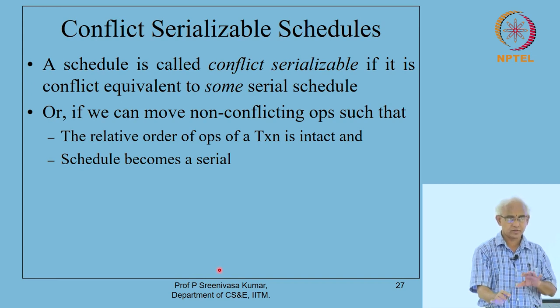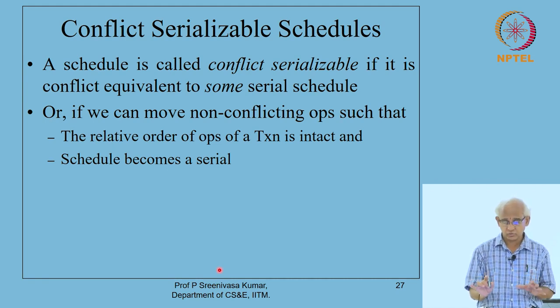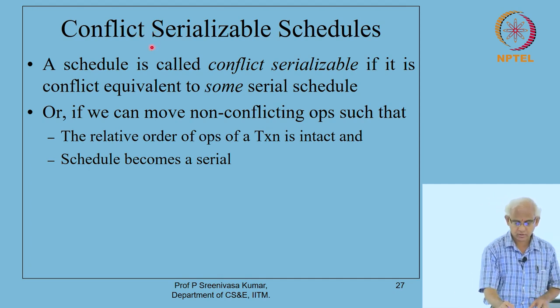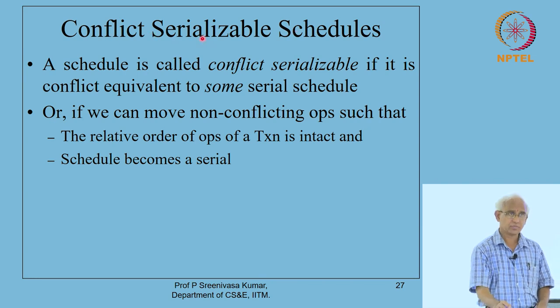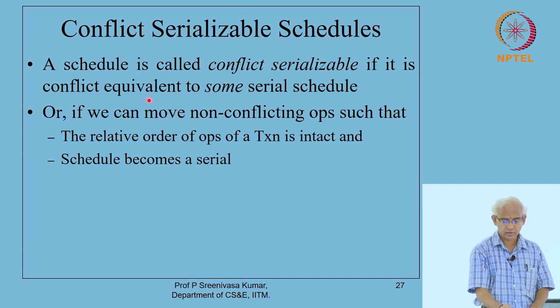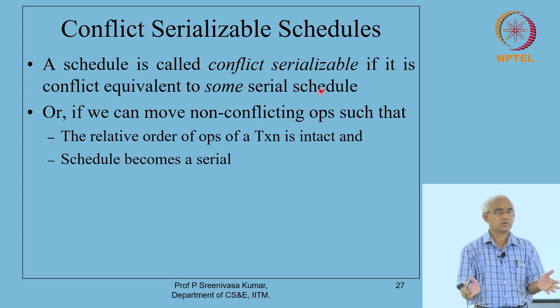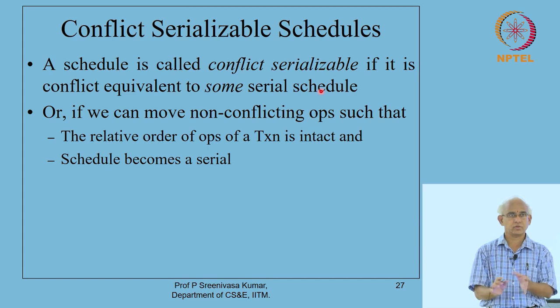Serializability is a more general notion, saying that it is useful for realizing good concurrency control. But here is a more specific property called conflict serializability. So we define a schedule as a conflict serializable schedule if it is conflict equivalent to some serial schedule. And how many serial schedules are there? If there are 10 transactions, there will be factorial 10 serial schedules, because you can position them in factorial 10 different ways.